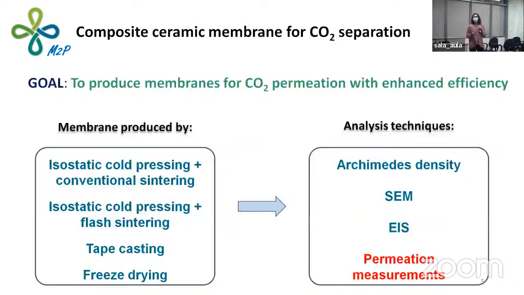So the goal of the project is to produce membranes for CO2 permeation with enhanced efficiency. So far, we have produced those membranes by isostatic cold pressing, followed by conventional sintering and followed by flash sintering. And we also prepared those membranes by tape casting and freeze drying, which Professor Villared showed you how the process works.